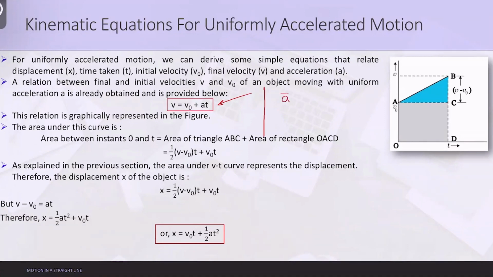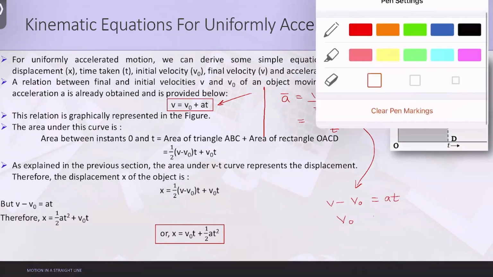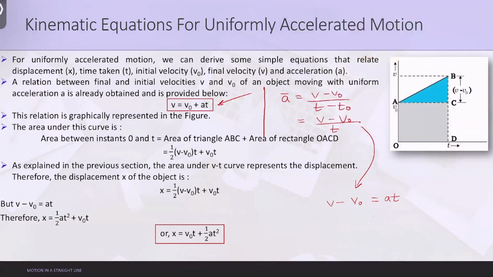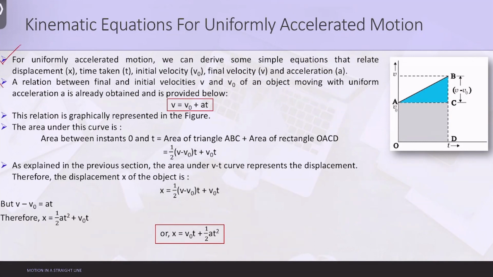We used average acceleration a bar equal to v minus v naught upon t minus t naught. As we took the initial time as 0, this was v minus v naught upon t, and a bar was a, so v minus v naught is equal to at, and therefore we got v equal to v naught plus at. That was the first kinematic equation.